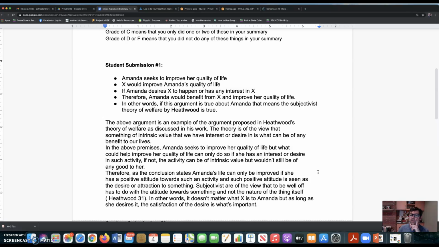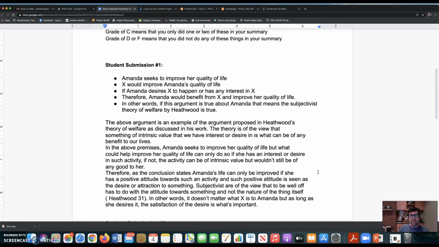The theory is of the view that something of intrinsic value that we have interest in or desire in is what can be of any benefit to our lives. That's not as clear a sentence as I'd like to see, and I think this would be a better summary if the student had said what they mean by intrinsic value and contrasted it with instrumental value more carefully. Okay, but what comes out here is this idea that something benefits us only insofar as we have an interest in it or a desire for it.